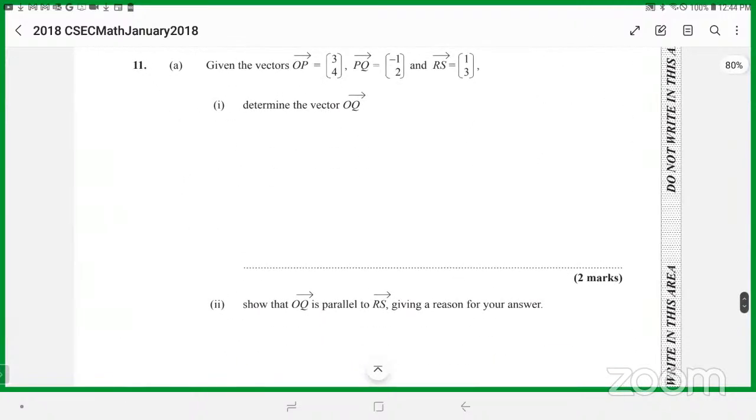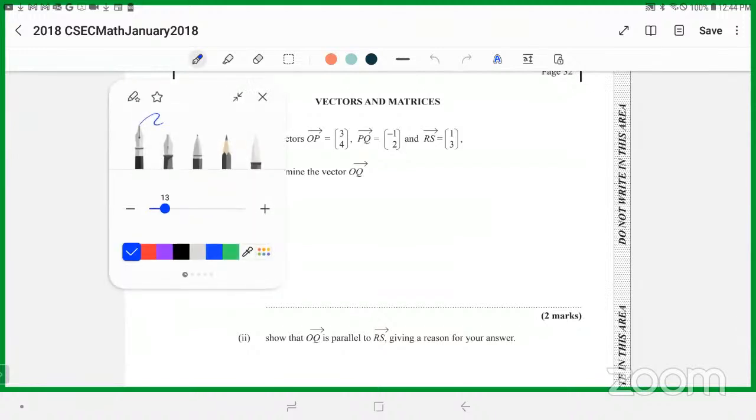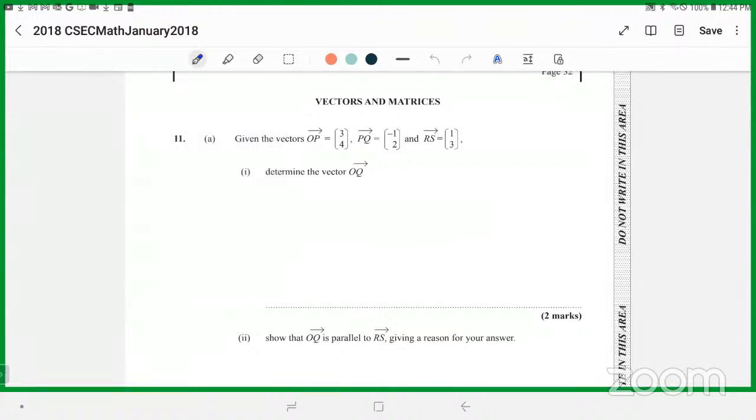All right. So this is number 11 on 2018. So this one is like a calculation one. Don't send the diagram anywhere. So they give us these vectors. OP is this, PQ is that, RS is that. And I want us to determine OQ. You could do this question already, you know. You see, at CXC, sometimes they repeat the question. So when you practice a lot, everything just becomes so familiar. It's like we do it already.